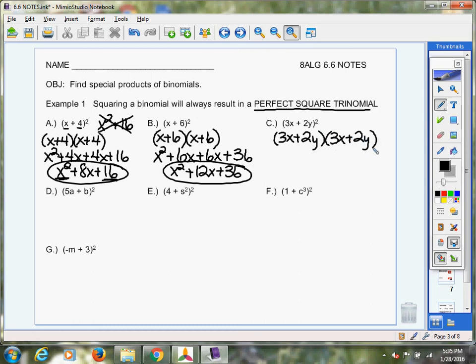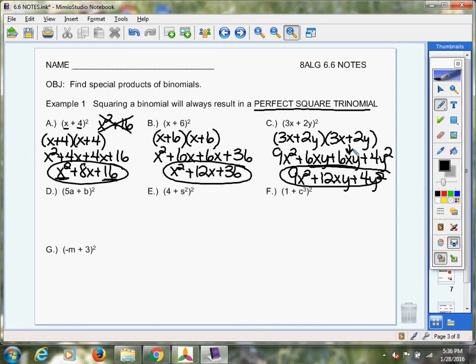3x times 3x. That's your first. That's going to be 9x squared. Outer. 3x times 2y, that's 6xy. Inner, 2y times 3x. When you do your letters, write them alphabetically. You'll get 6xy again, and then last, 2y times 2y is 4y squared. You do have like terms here, so you're going to add your 6's together, and here's your perfect square trinomial right there. Beautiful, okay?